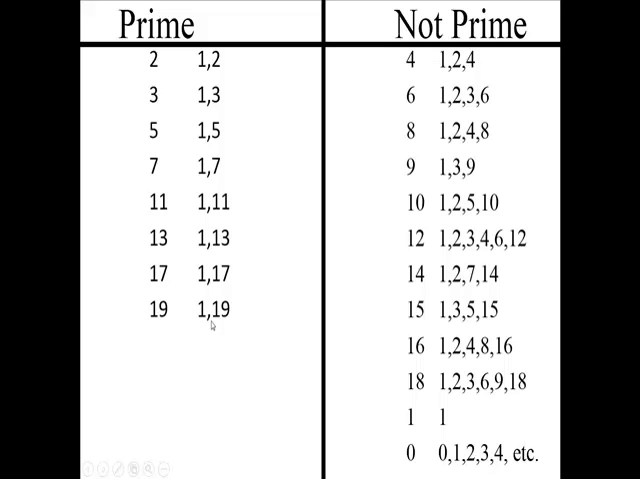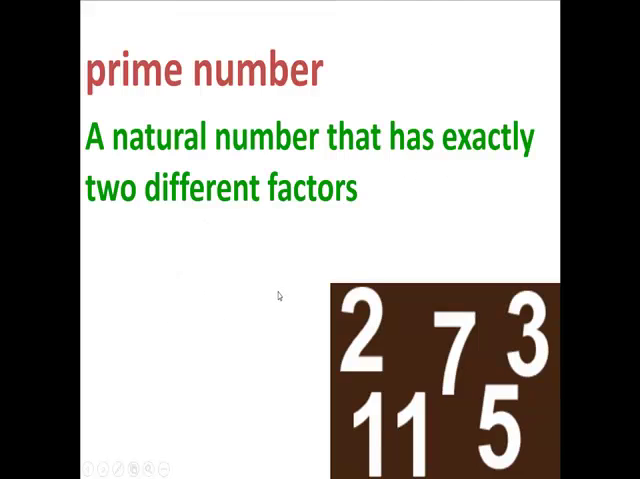Look at this. How many factors does 19 have? 1, 2. How many factors does 11 have? 1, 2. Count the factors up here. 1, 2. 1, 2. All of these have exactly what? Two different factors. Exactly 2 different factors. So a prime number has exactly 2 different factors. 1 is not prime because it doesn't have 2 different factors. Okay? So here is a definition for prime number: it has exactly 2 different factors.